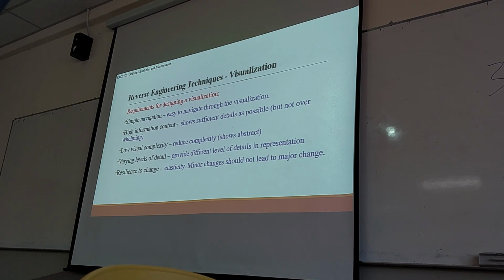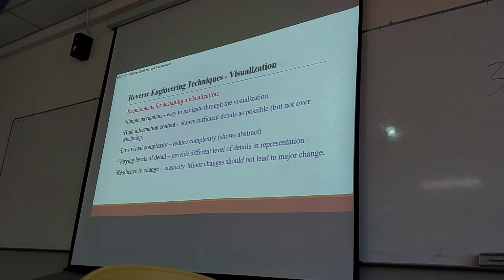What are the requirements for designing a visualization? Simple navigation: easy to navigate from one level to another level. High information content, meaning sufficient information but not flooded, understand? Not over-flooded with information, sufficient only. Low visual complexity, varying levels of detail: high level, a bit lower level, a bit more detail level, and detail level, understand? You cannot put everything inside the same level.